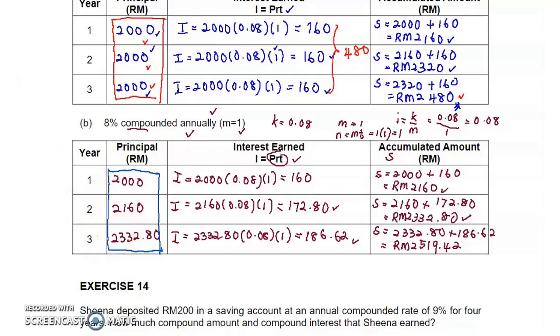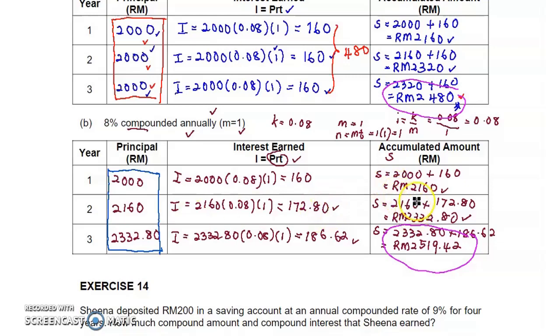Okay, and if you look at the values at the end of the third year, using simple interest it is 2480. Using compound interest it is 2519.42. So if you look at here, using compound interest you will get more, 519.42, compared to the amount you will earn using simple interest. Why? Because in the calculation of interest, the principal changes from year to year, because the interest itself earns interest from the previous year.